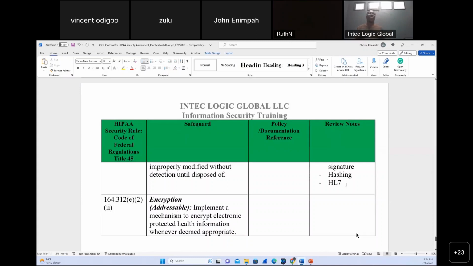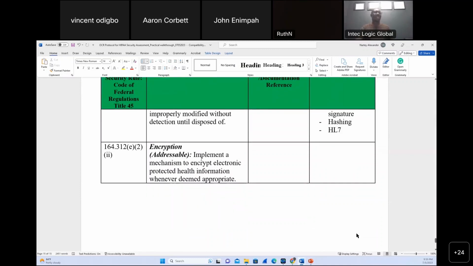HL7. HL7 is mostly used within the healthcare environment when you are transmitting data from one end to another, right? It's also another way of securing the data. Then the last one is encryption itself. Implement mechanism to encrypt electronic protected health information whenever deemed appropriate. So here we can find it within the logical access control policy, access control policy, and data encryption policy, right?